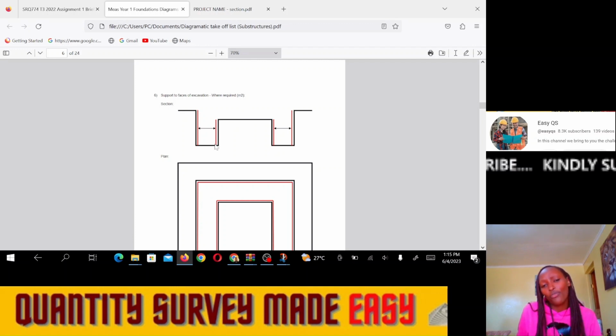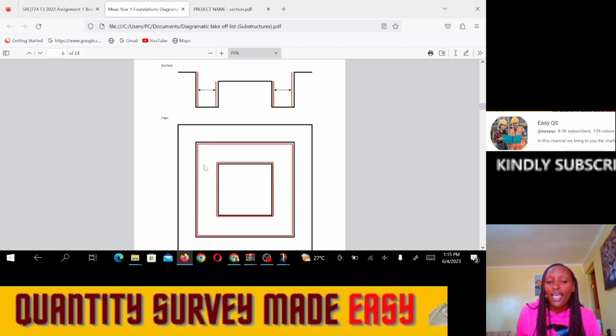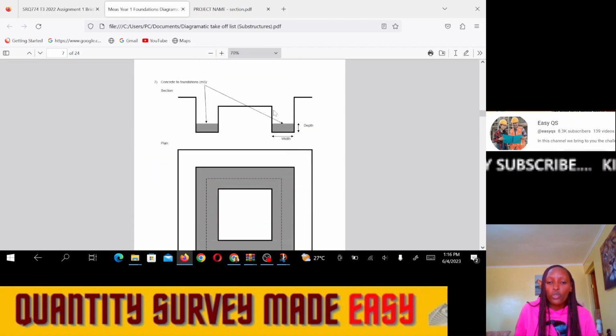So we need to find the total area. We shall use the external perimeter of the trenches and multiply by the height for the outer face of the trench. Then for the inner face, we shall take the internal perimeter of the trenches and multiply by the height from the reduced level to the bottom of the trenches. Very good. We shall move to the next item, which is concrete to foundations.